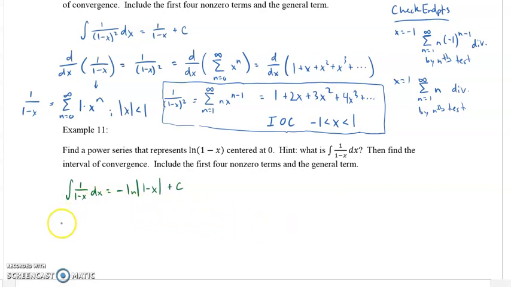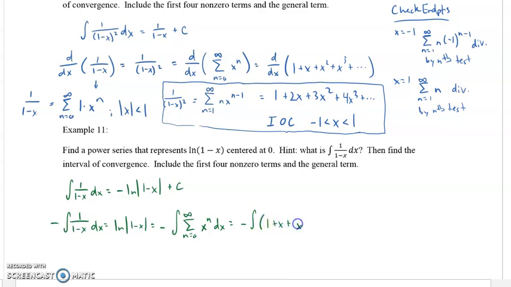How about we divide both sides by -1? And we'll take negative the integral of 1 over 1 minus x dx is equal to the natural log of the absolute value of 1 minus x. Well, that's going to be negative the integral of the exact same function that we're familiar with from before, the power series, n equals 0 to infinity of x to the n dx. And if you're not sure how to expand that out, when in doubt, expand it out. We got 1 plus x plus x squared plus x cubed plus dot, dot, dot.